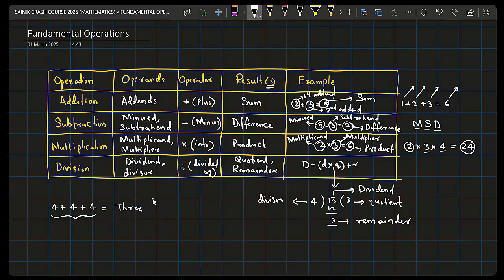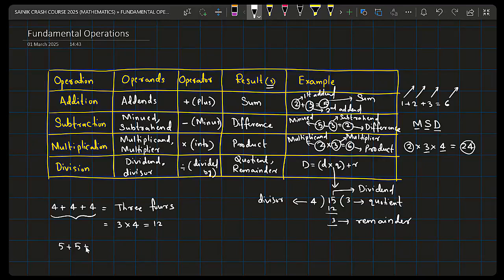3 fours. In mathematics, we can convert this into a multiplication sentence. That is 3 fours are 12. That means 4 added 3 times is nothing but 3 into 4. That is 3 fours are 12. Let's take one more example.